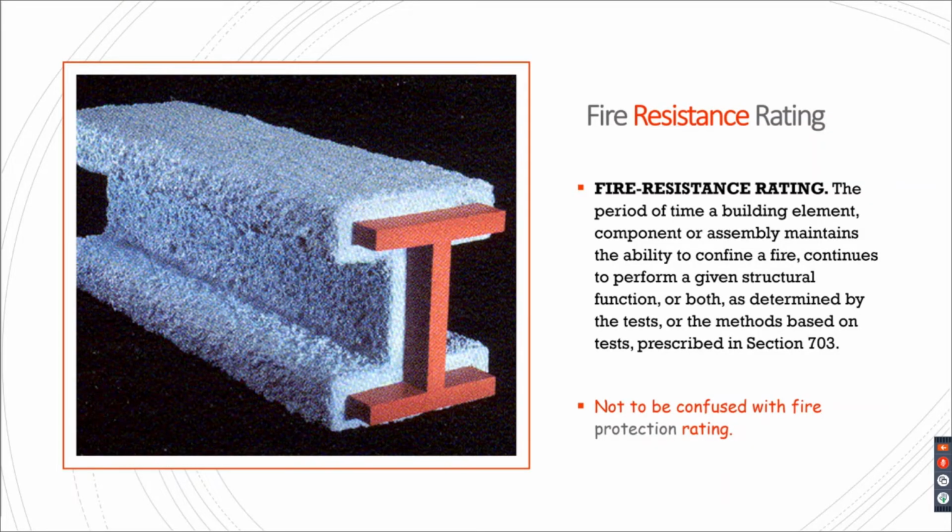So talking about fire resistance rating, what is that? Chapter 2 is sometimes a chapter that's forgotten to be looked at, but it is a hugely important chapter. Not enforceable, but certainly important to figure out what we're talking about in the code. A fire resistance rating is defined, and we find this again in chapter 2, as the period of time a building element, component, or assembly maintains the ability to confine a fire, continues to perform a given structural function, or both, as determined by the test or the methods based on test prescribed in 703.